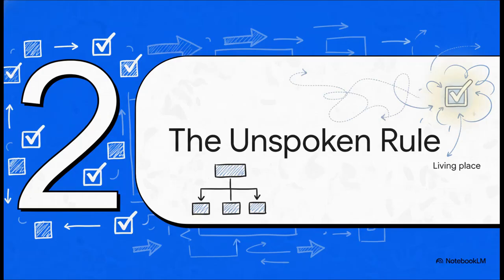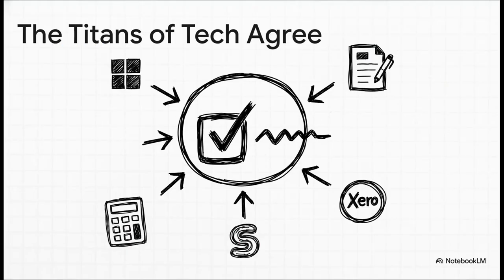So, where do we look for the answer to this mystery? Well, it turns out there's a powerful, kind of unspoken rule that pretty much dictates where this little box is supposed to live. And you know what? The absolute titans of the software world, they've already made their choice. We're talking Microsoft Office, the company that pretty much invented this standard, all the way to its competitors like LibreOffice, and then you've got all the big names in accounting software like QuickBooks and Xero. And guess what? They all agree.